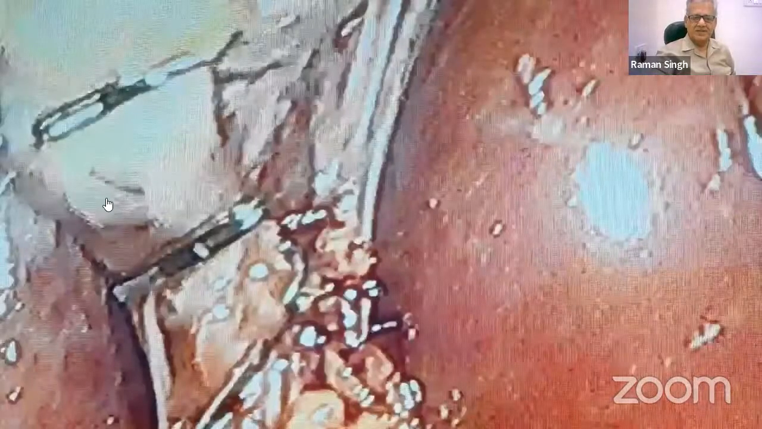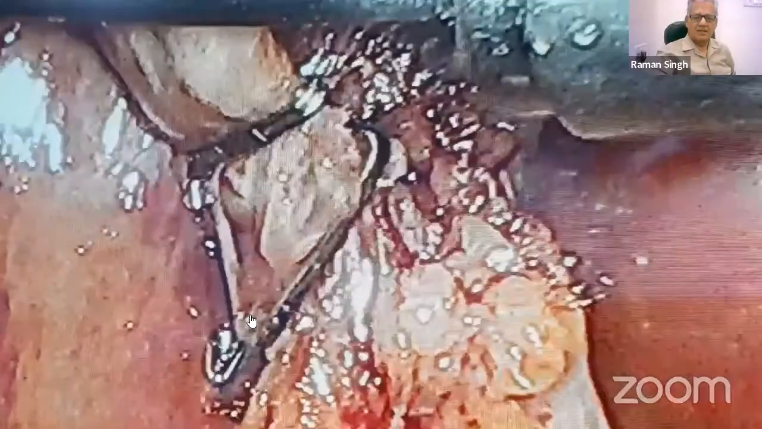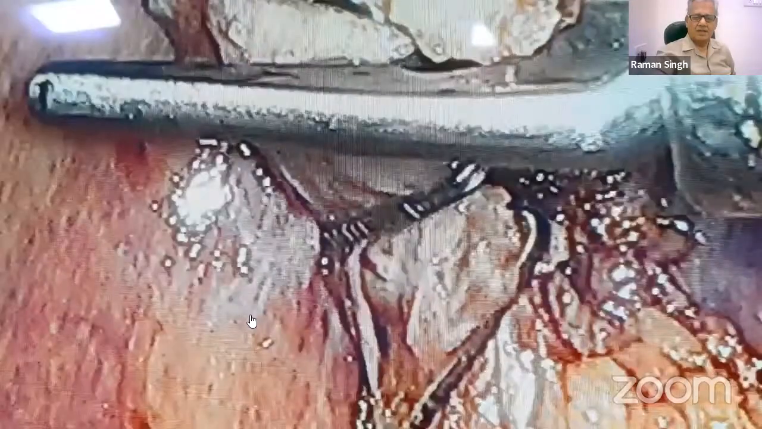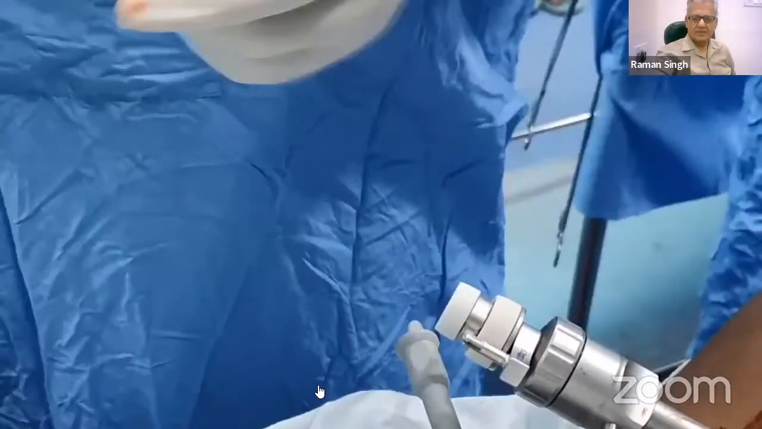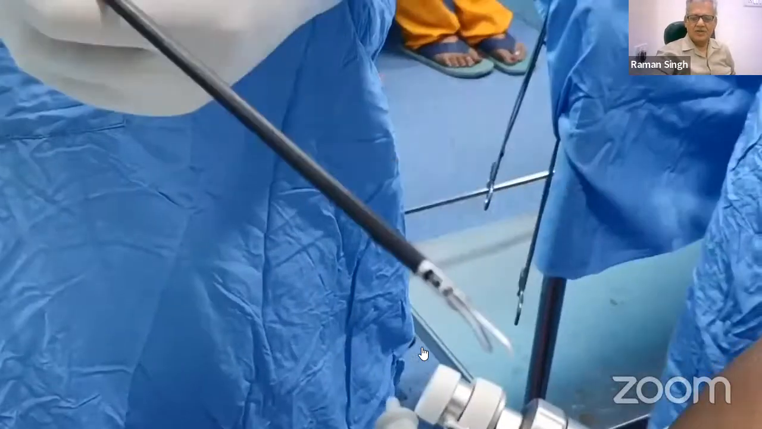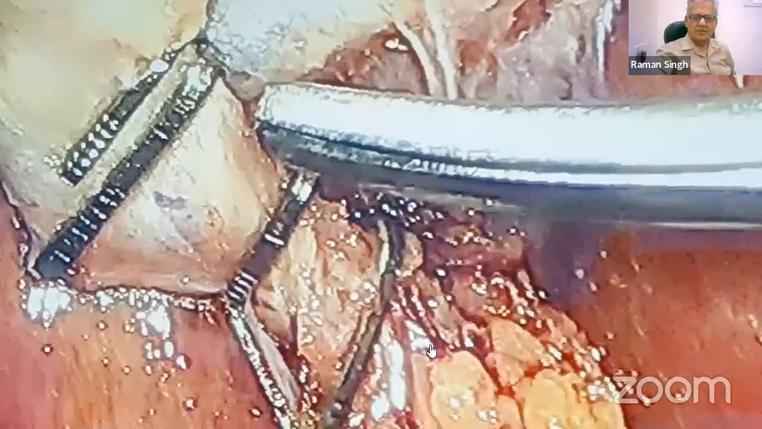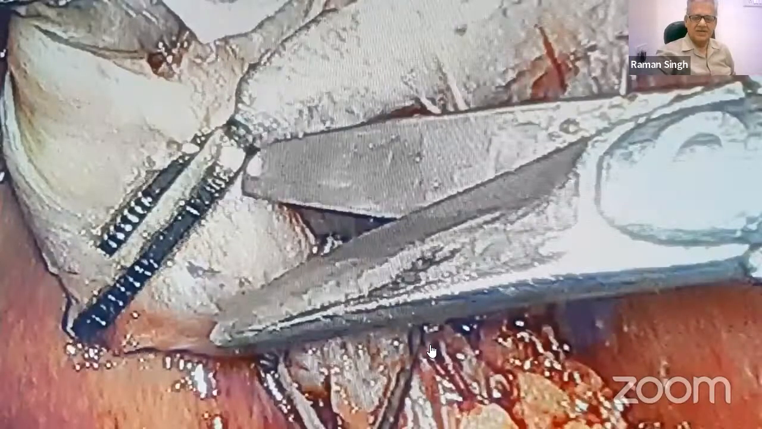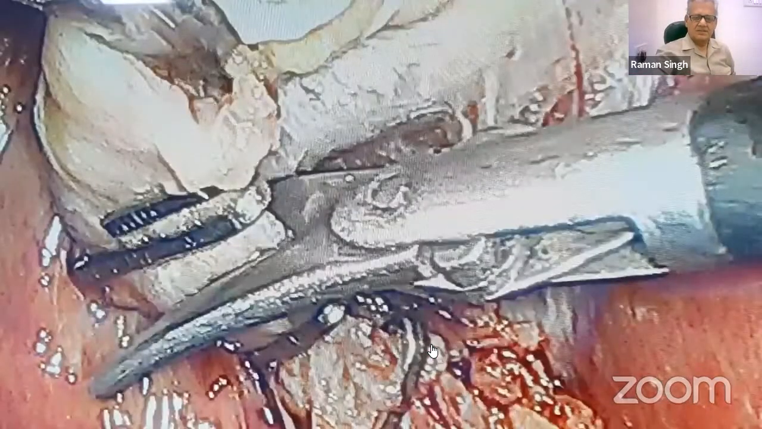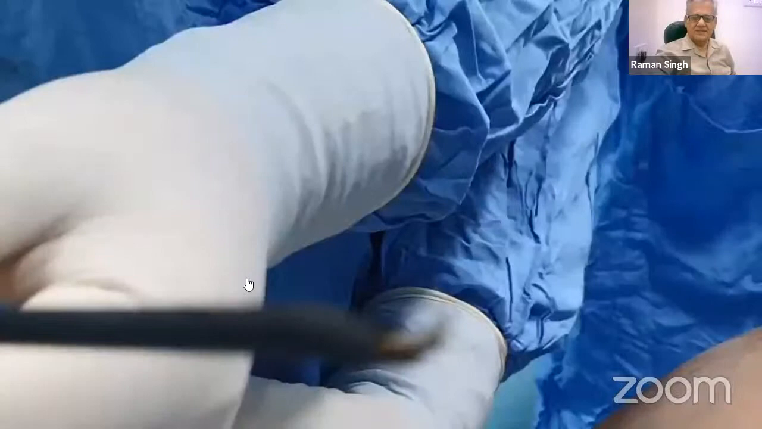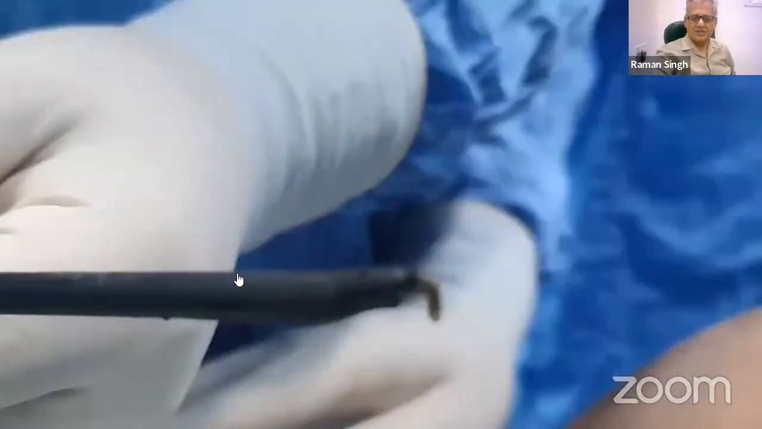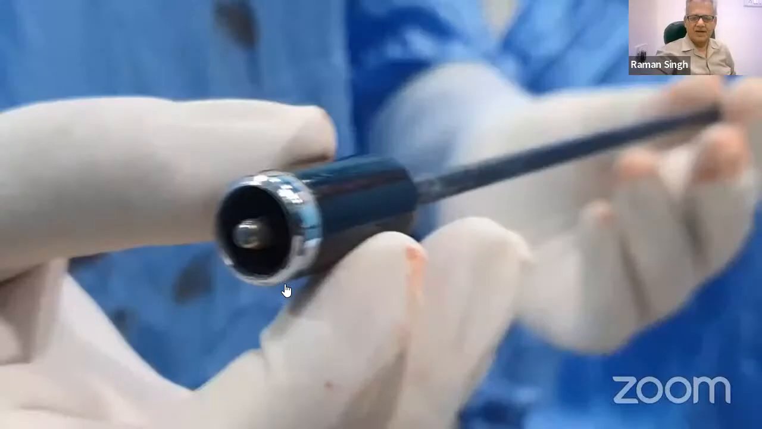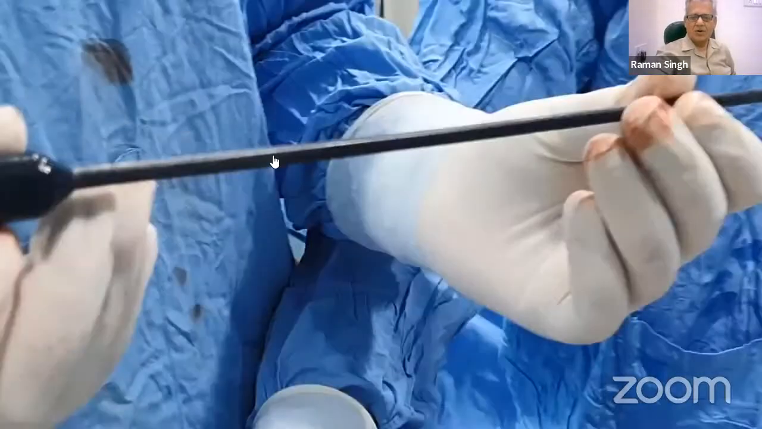Now, after putting 3 clips, he divided in between the proximal 2 clips and the distal 3rd clip with the curved scissor. Usually, curved scissor is very helpful in this case. So he divided the cystic duct and cystic artery, both in one clip, folded and divided. This is the L-hook.